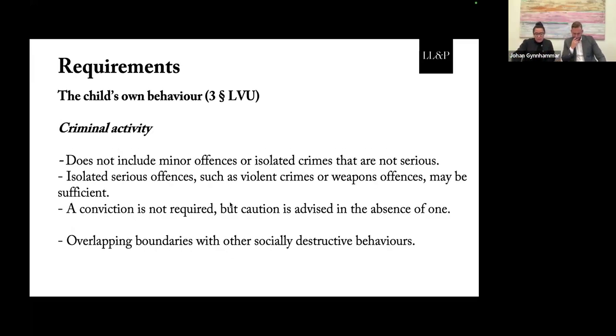And when it comes to criminal activity, this is, just as I spoke about a minute ago, unfortunately something that we lawyers who work with LVU a lot see much more of in our society today. Many times also due to the gang violence, for example, that we have right now in our country. What is important to think about here is that it does not include minor offenses or isolated crimes that are not serious. This is about when a child is having a criminal activity over time. However, if there are isolated serious offenses, such as violent crimes or weapon offenses, it might be sufficient. So it is from case to case, but usually this is maybe not such a sufficient example.